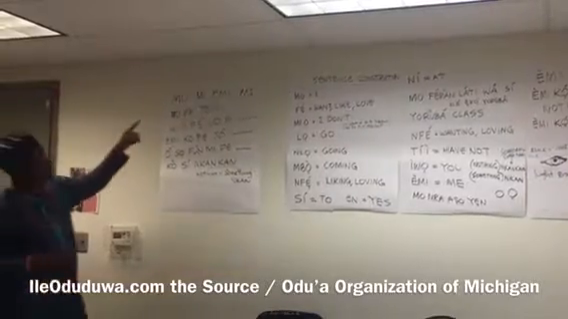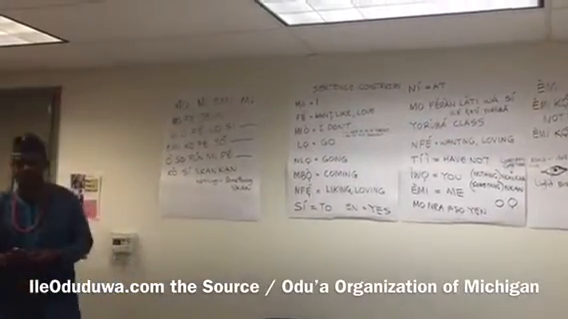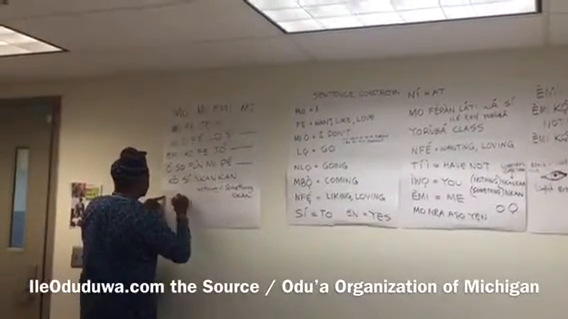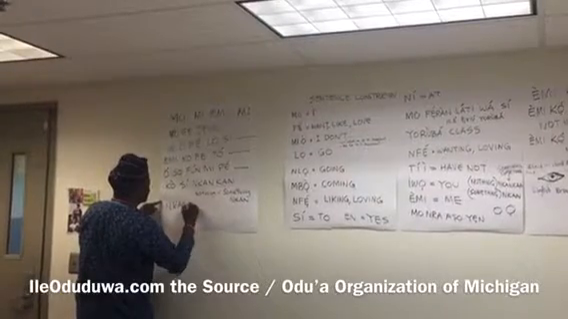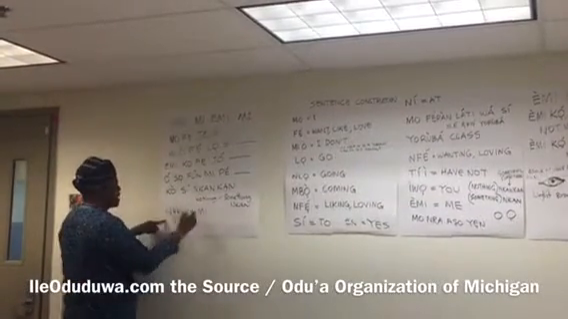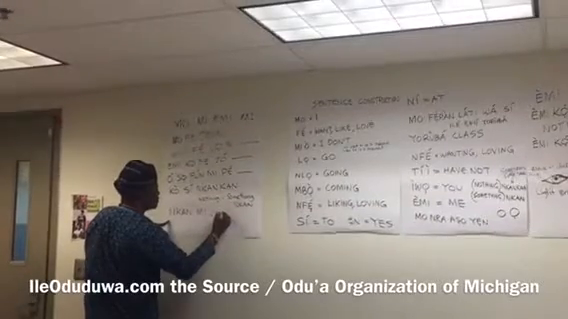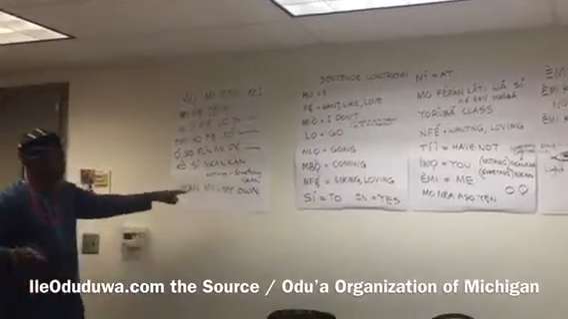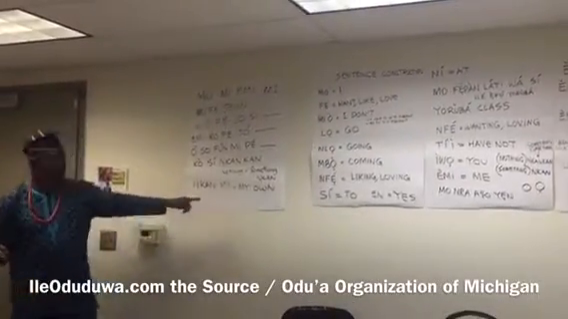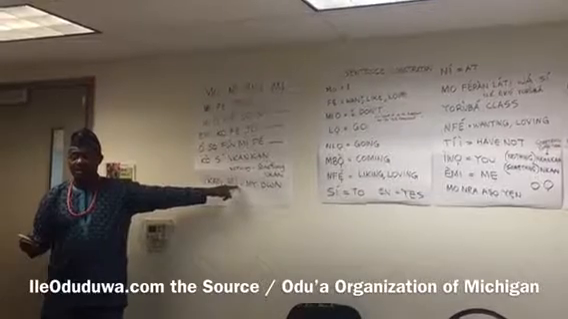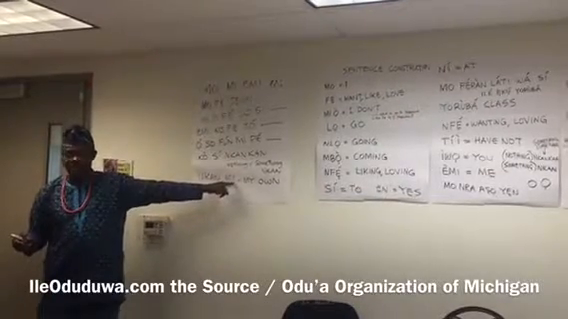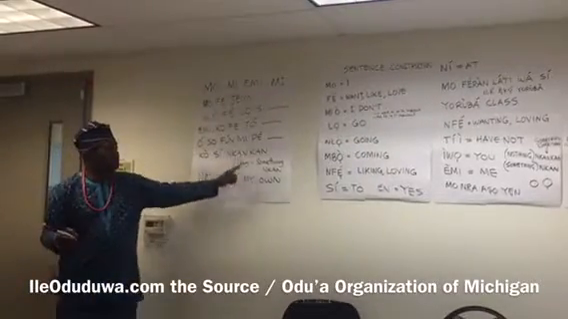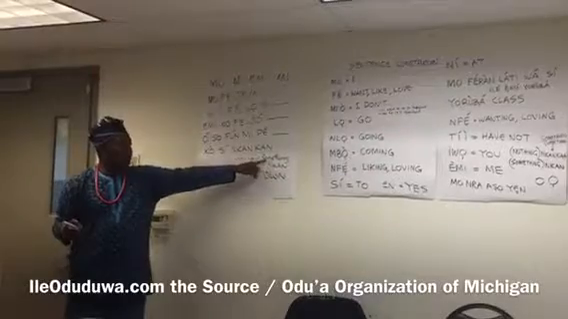Mo, me, emi, me. Nkan mi. My own. That belongs to me. Nkan mi. And this in English will be me, M-E. You see how simple that is? Nkan, me, my own. Nkan kan, nothing at all, or something.